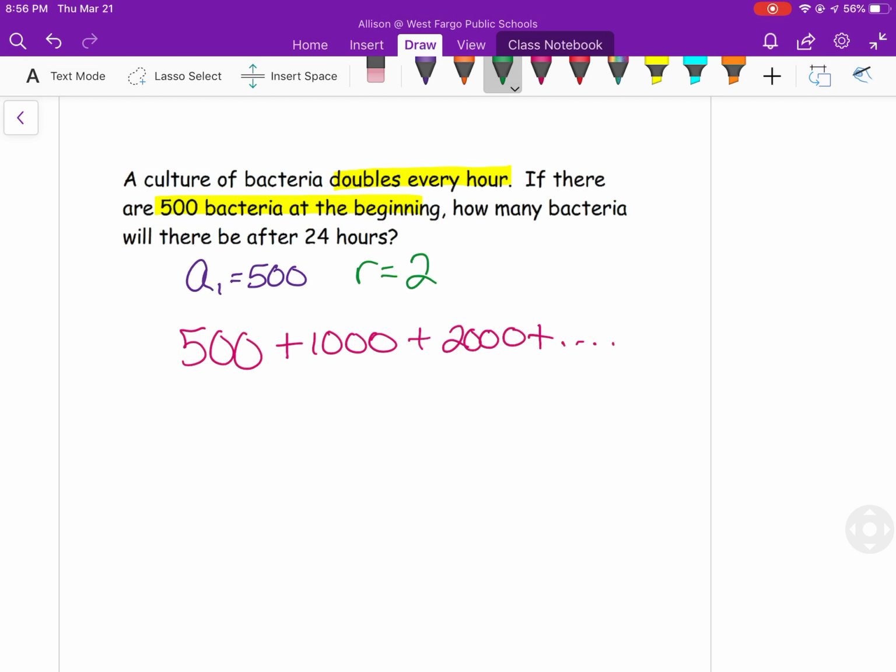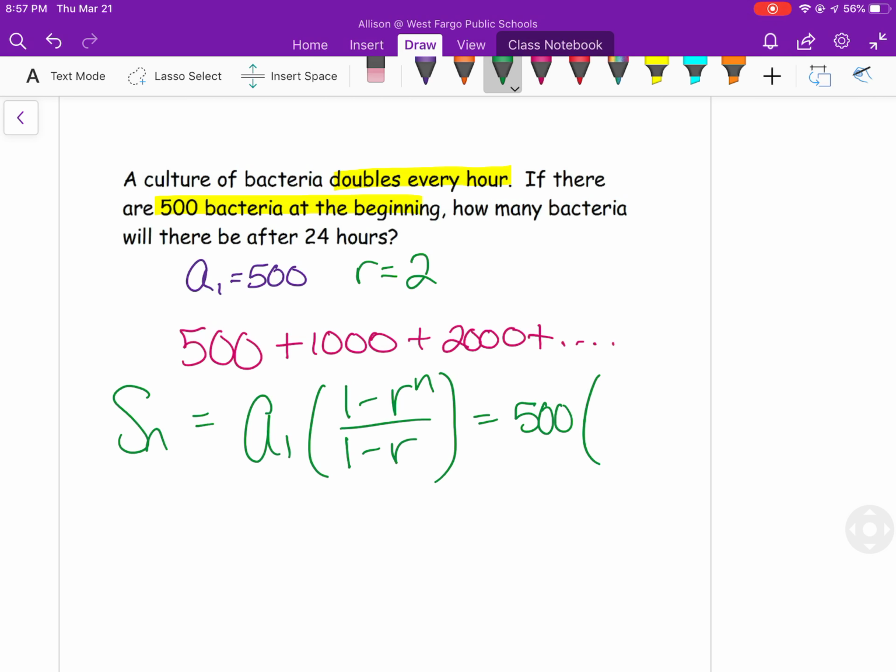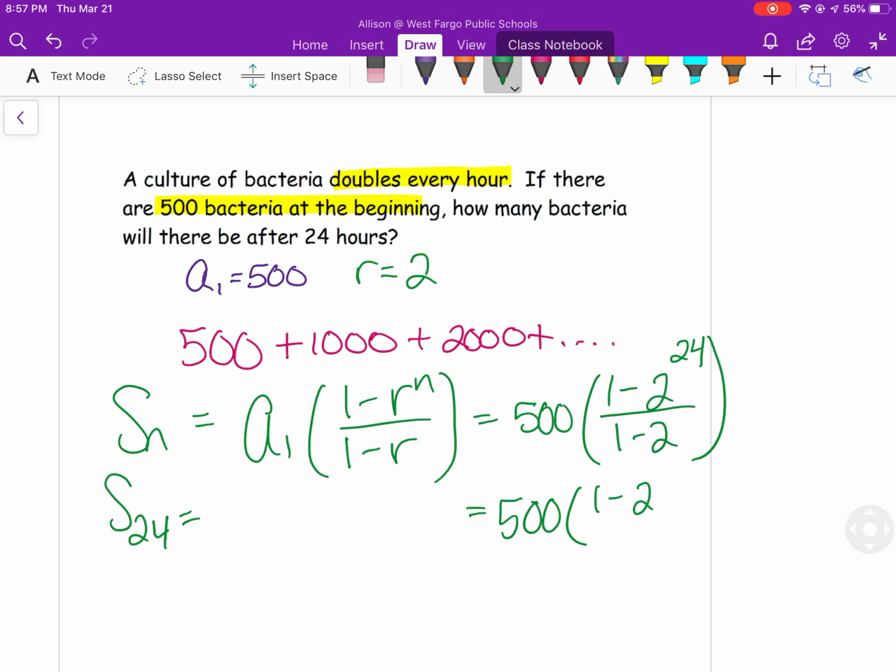So using our formula, where S sub n equals a sub 1 times (1 minus r to the n) over (1 minus r), these are our key points. 500 goes in for a sub 1, and 1 minus 2 to the 24, because I wanted S sub 24, the 24 hours, over 1 minus 2. So really that's 500 times (1 minus 2 to the 24th) over negative 1.